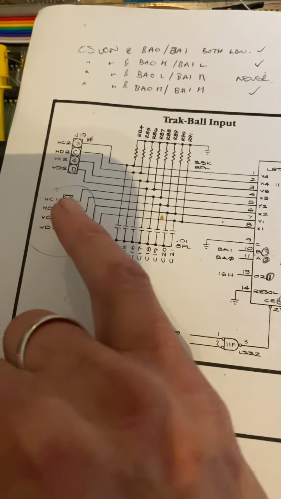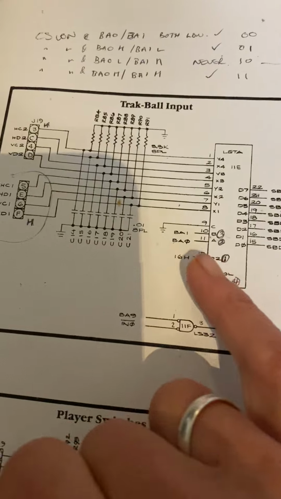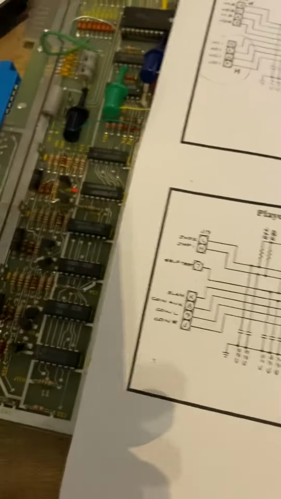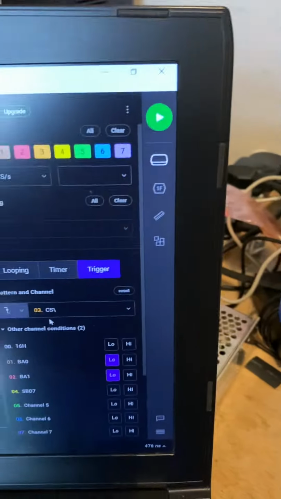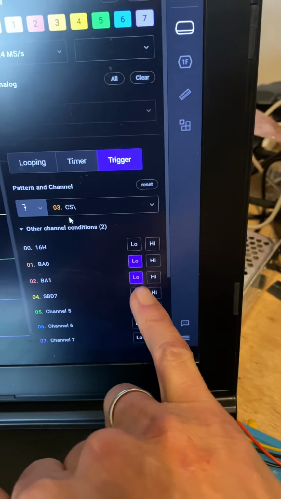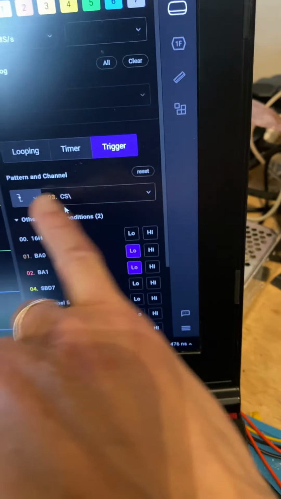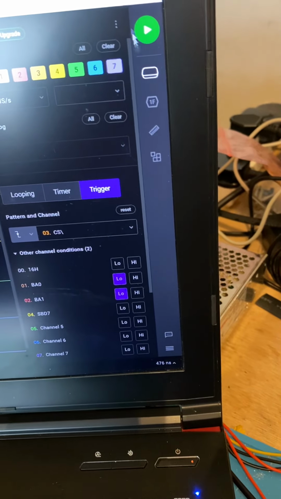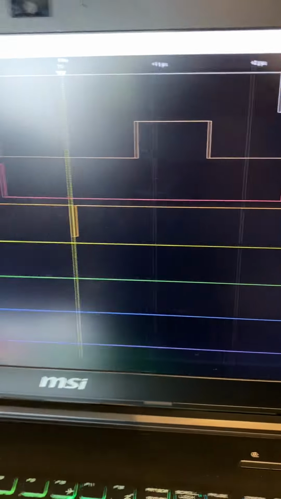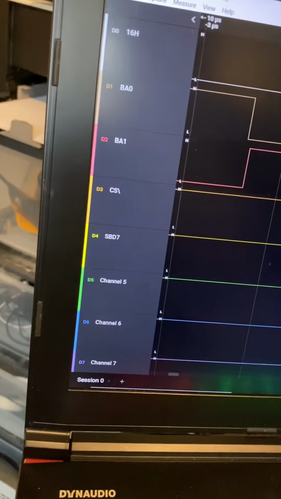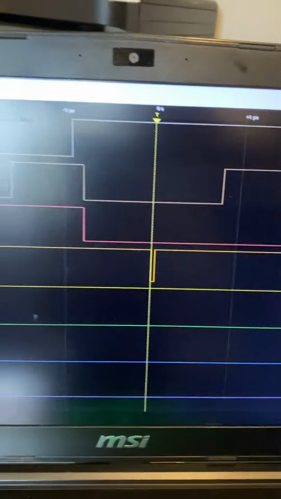But considering this game only uses 1, it may be that the software will only ever try and read from 1. So I've connected up a logic analyzer. You can see I've got here BA0, BA1 both as 0 when the chip select's low. So we'll go for a trigger and see what happens. We'll set up on 0, 1. And there it is. BA0, BA1, chip select goes low, and they're both 0.